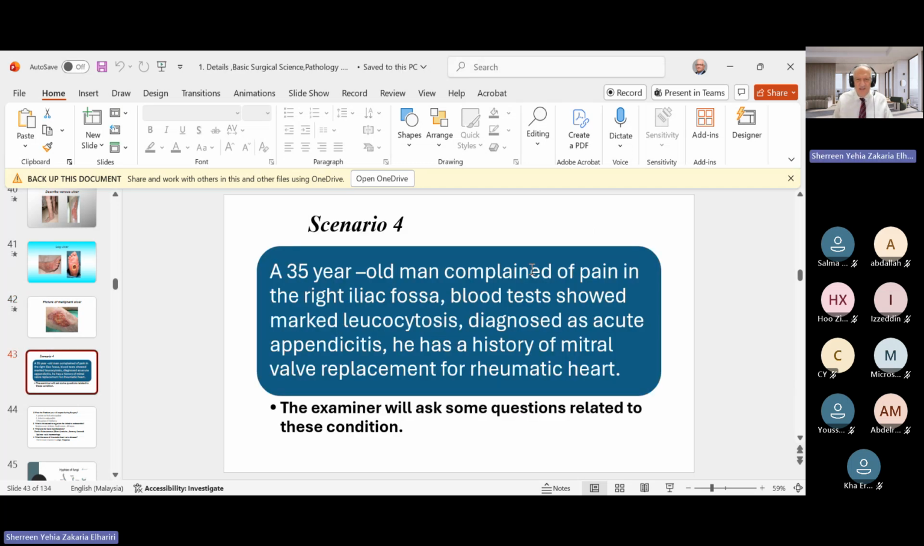What we have now is a simple case, maybe common: a 35-year-old man complaining of pain in the right iliac fossa, blood test shows marked leukocytosis, diagnosed as acute appendicitis, with a history of mitral valve replacement for rheumatic heart disease. Okay, so anyone?